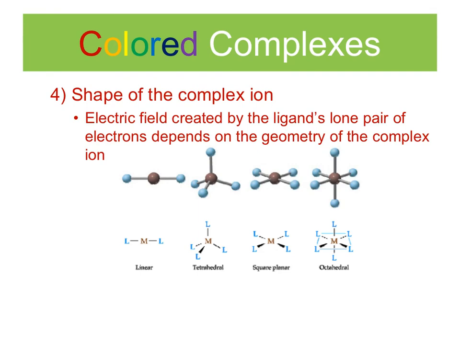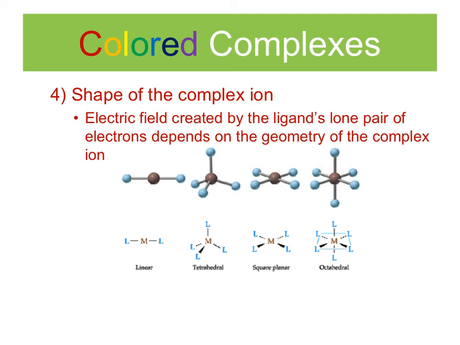And the very last factor that affects the splitting is the shape of the ion. So these are the 4 basic shapes that we went over in respect to the different types of coordination numbers. The coordination number of 2 would be linear. Coordination number of 4 could be either tetrahedral or square planar, depending on if there are other lone pairs attached. And then a coordination number of 6 would be octahedral.